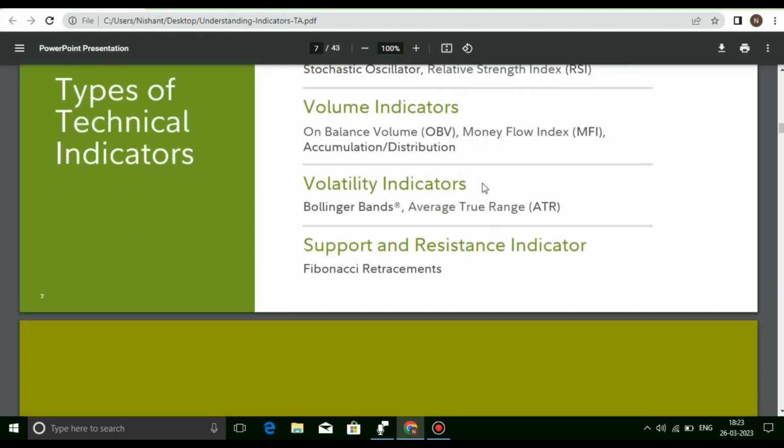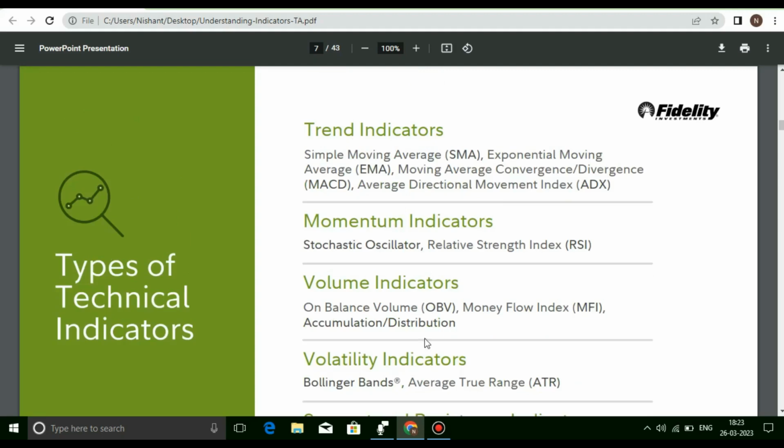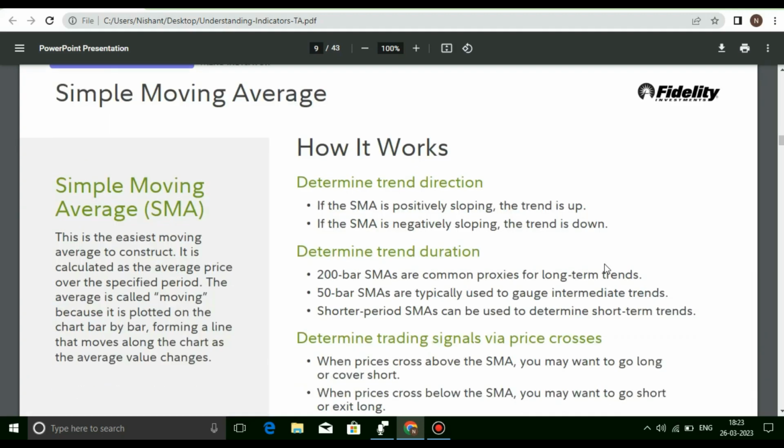And volatility indicators include Bollinger Bands and average true range, which I don't use generally, and I don't even use the support and resistance indicators. These things are not my thing, so I'll be restricting my content to trend indicators, momentum, volume, and in volatility indicators I'll be explaining Bollinger Bands, and that's all. So let's go.